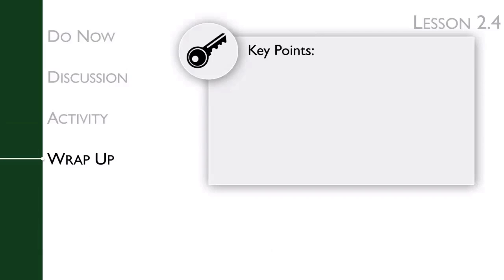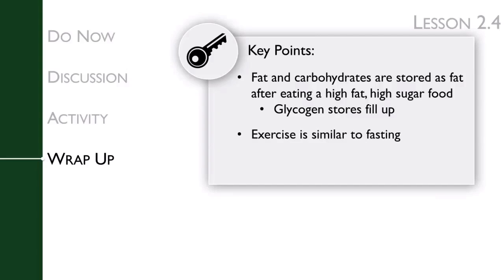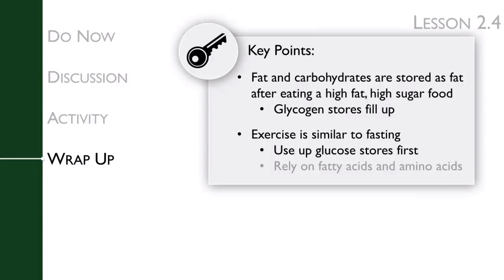The key points of this lesson's wrap-up are that both the fat and carbohydrates are stored as fat after eating high-fat, high-sugar food. This is because glycogen stores fill up. Exercise is similar to fasting because you will use up the glucose stores first and then rely on fatty acids and amino acids for energy.